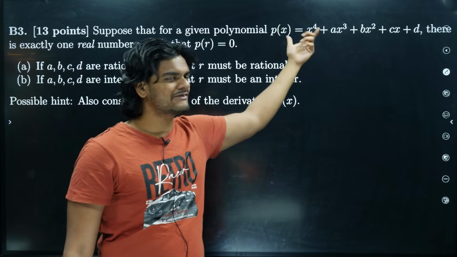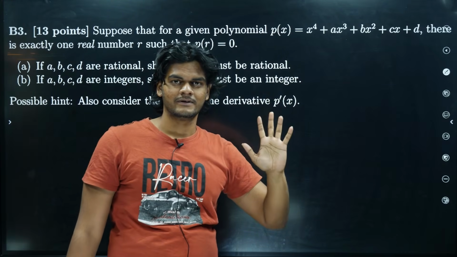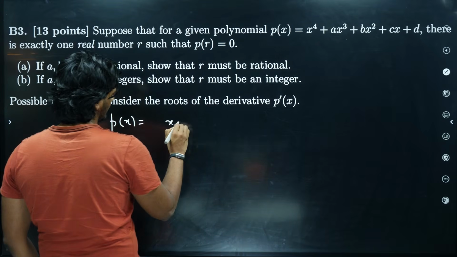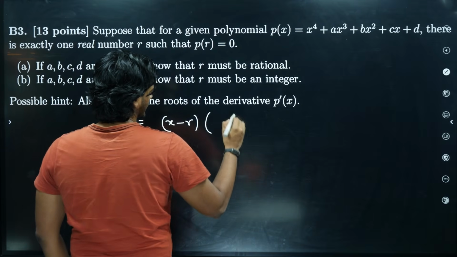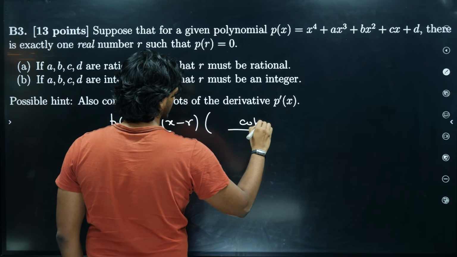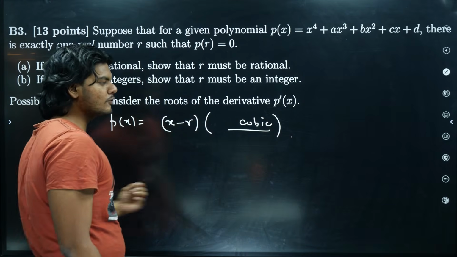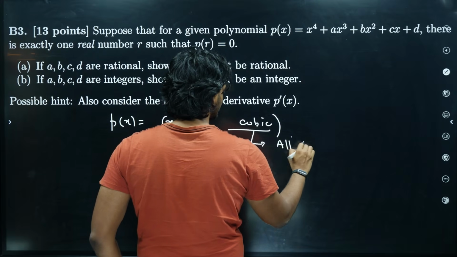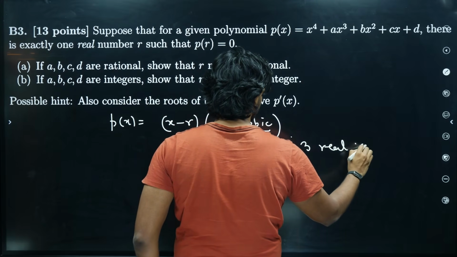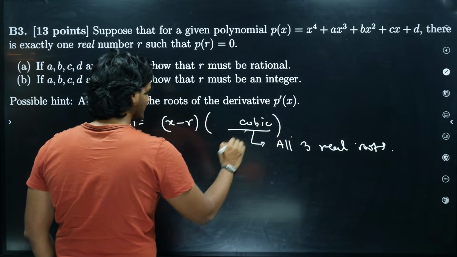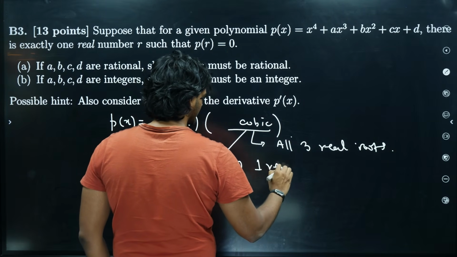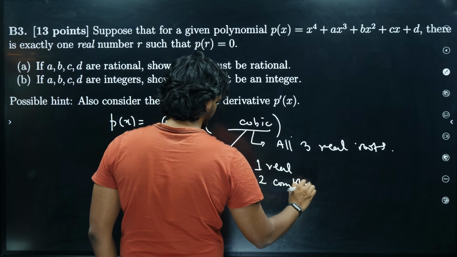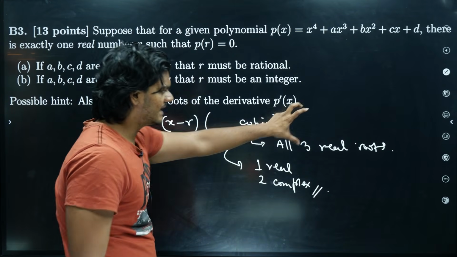If a degree 4 equation has only one real root, that means p of x, I can write it as x minus r into a cubic. This is a cubic. Now the roots of a cubic are of two types: either all three real roots, or one real root and two complex roots. This is possible, either that or this.